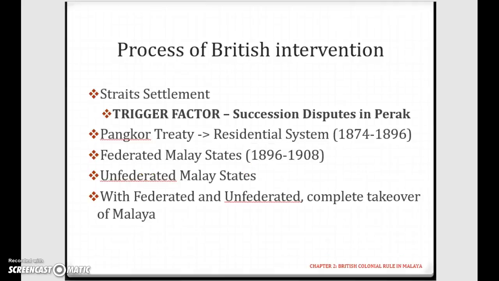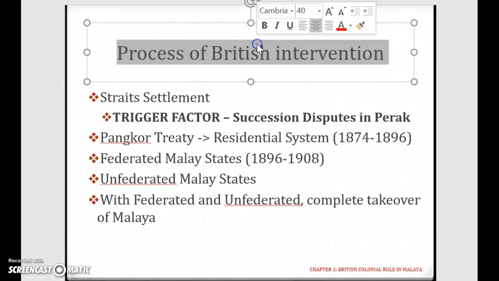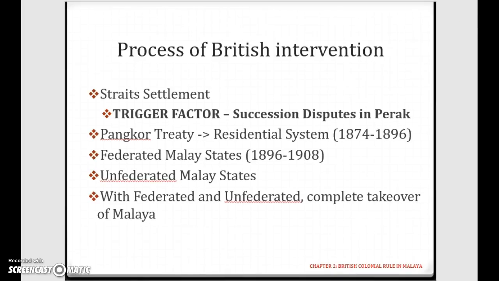All right, now the second section that we are going to get started on would be on the process of British intervention, as you can see here. Now, I know that I mentioned that the chapters are being organized into three main parts. Or rather, if you look at the textbook, how they organize it at the last page, they look at it as reasons for intervention and impact of the British rule.